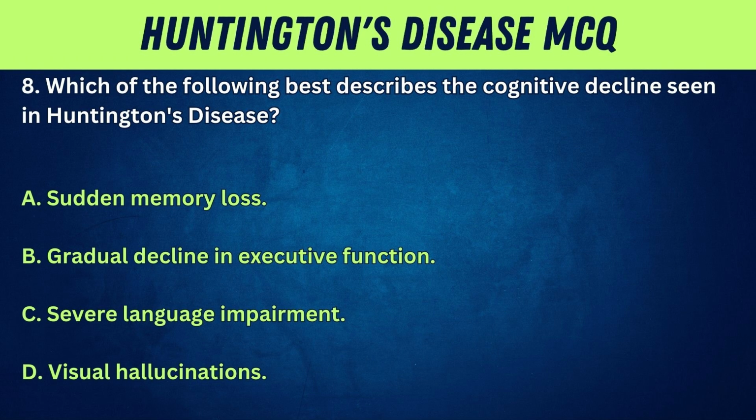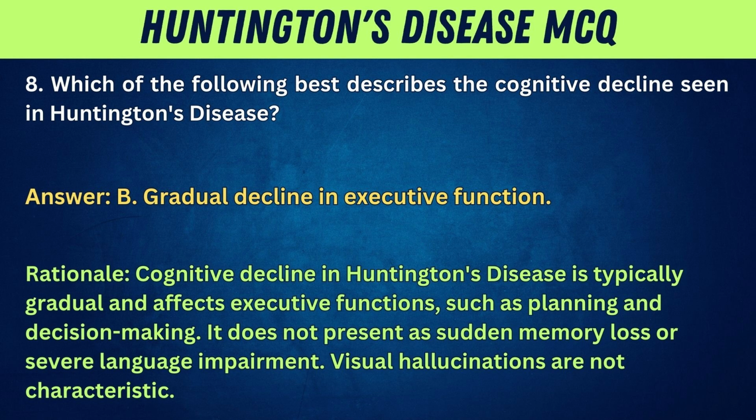8. Which of the following best describes the cognitive decline seen in Huntington's disease? A. Sudden memory loss. B. Gradual decline in executive function. C. Severe language impairment. D. Visual hallucinations. Answer: B. Gradual decline in executive function.